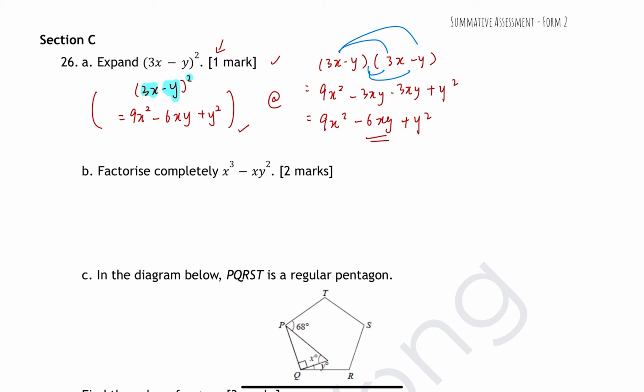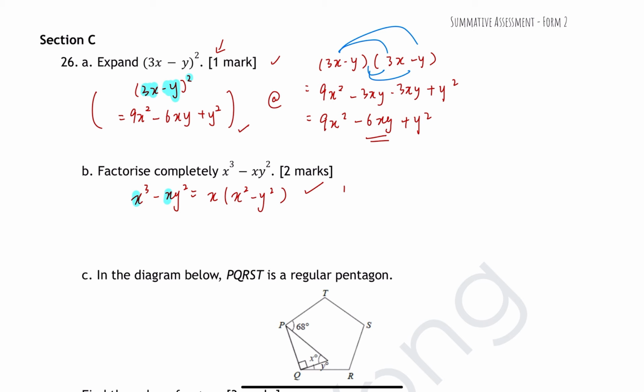Okay, for B, factorize completely for this term. So you have x³ minus xy². First of all, you can factorize your x first. You have x(x² − y²). Normally over here you will get a mark already, right? But it is not complete.